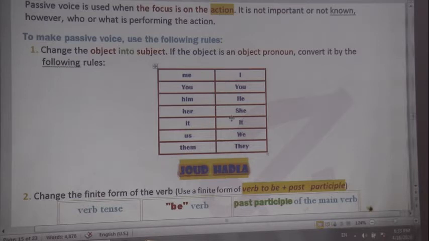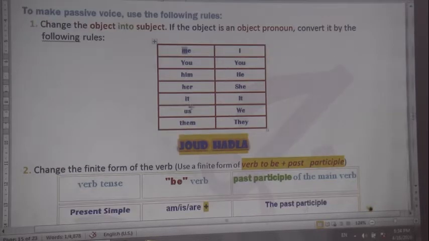So we use the object of the sentence at the beginning of the sentence that is in the passive voice, and in this case this object pronoun is changed into subject pronoun. So when it is me, it is changed into I. This is the first important step.